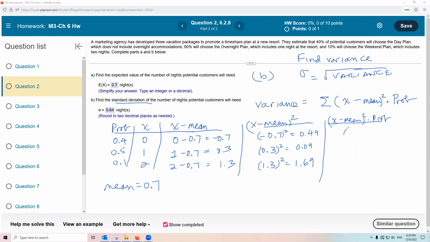So we're going to take 0.49 times its probability, which is 0.4. If I work that out, I'm getting 0.196. Let me go to the second row. X minus the mean squared, that's 0.09, times its probability of 0.5. That's 0.045. And this bottom one is x minus the mean squared, that's 1.69, times its probability 0.1. That's going to be 0.169.